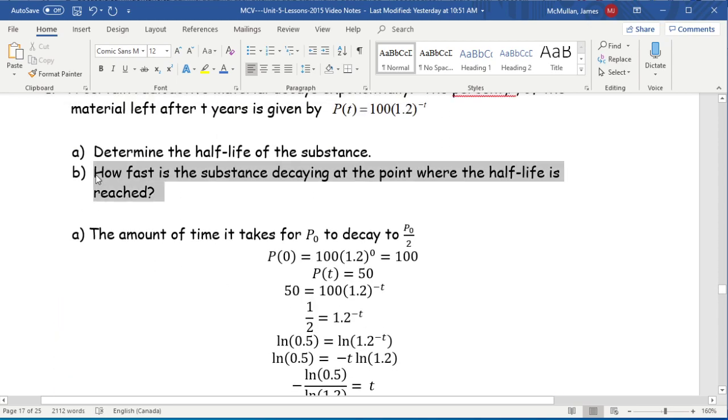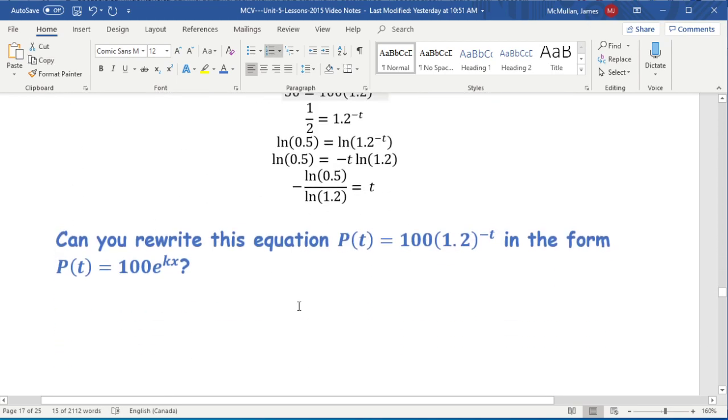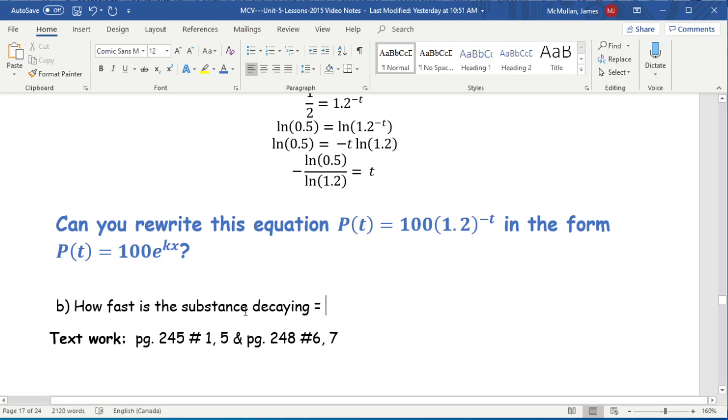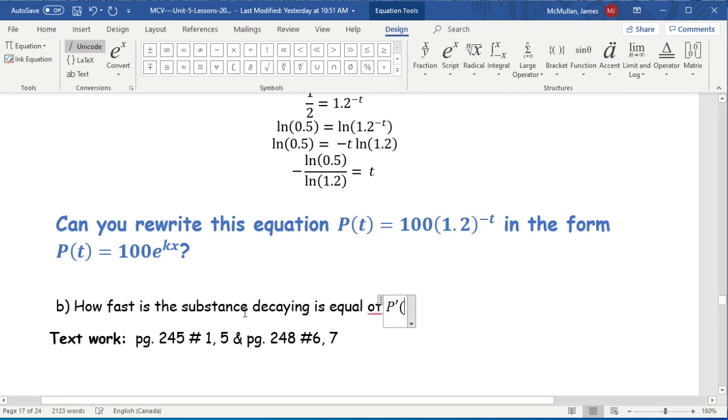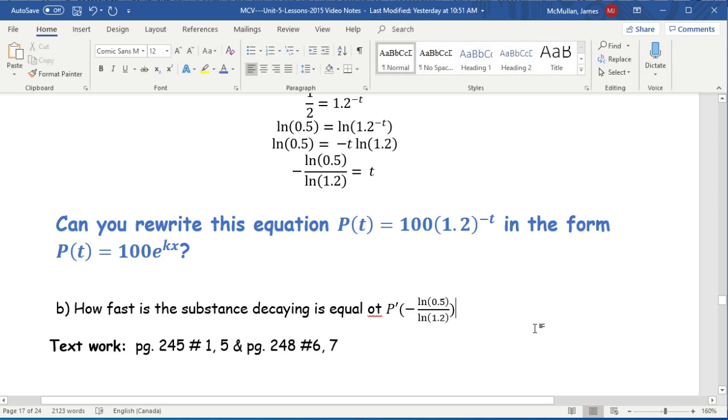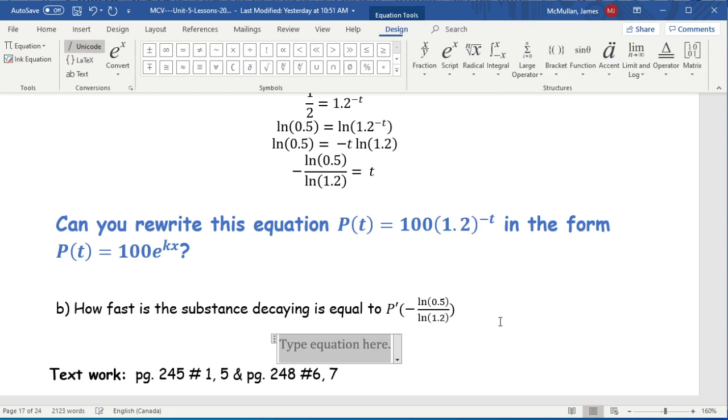Now, question B says, how fast is the substance decaying at the point where the half-life is reached? So let's go back and answer B. How fast is the substance decaying is equal to P prime of whatever we said, so negative ln 0.5 over ln 1.2. All we need to do is sub that number into P prime, and that will give us the answer. So let's go back and write the P prime.